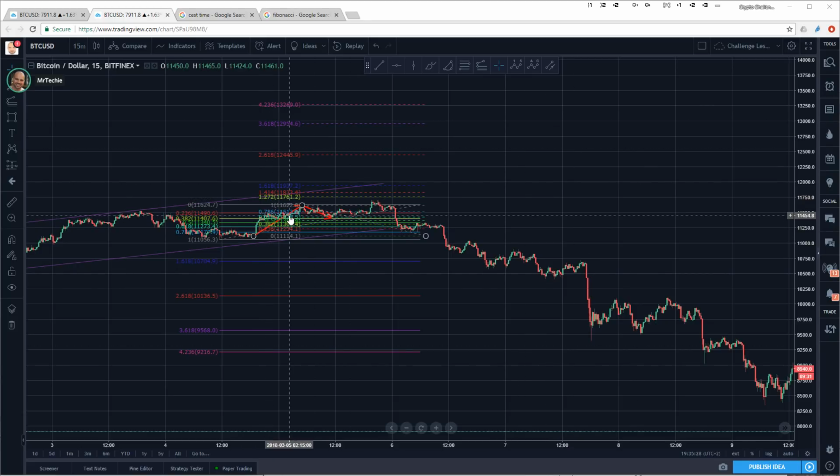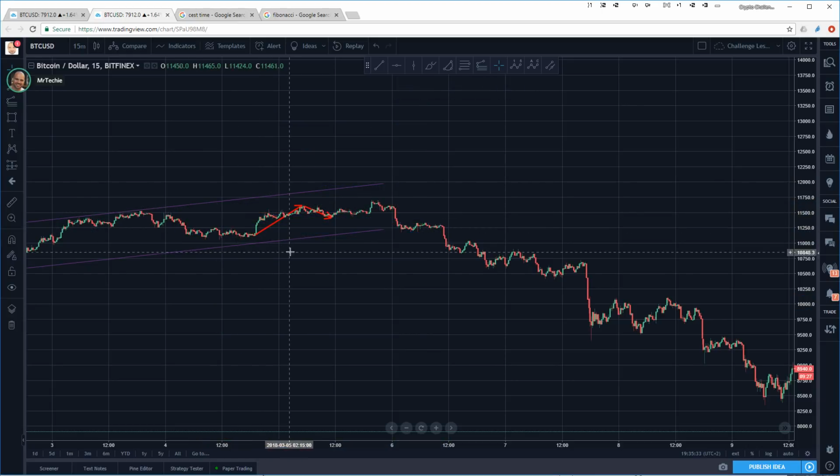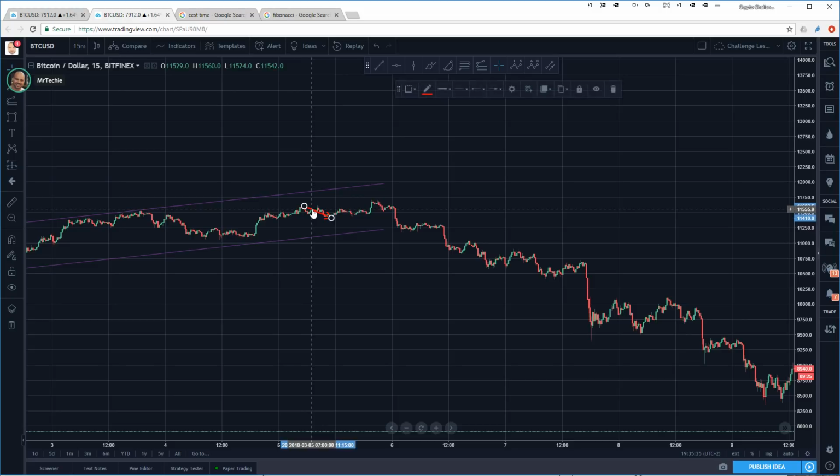So these here are the Fibonacci retracement tools, and while I know that a lot of people utilize them, I think a lot of people don't use the Fib extension enough, and they don't utilize them on their charts.